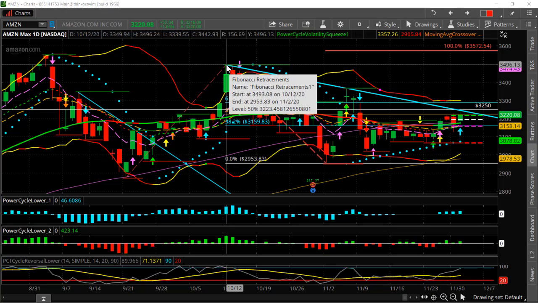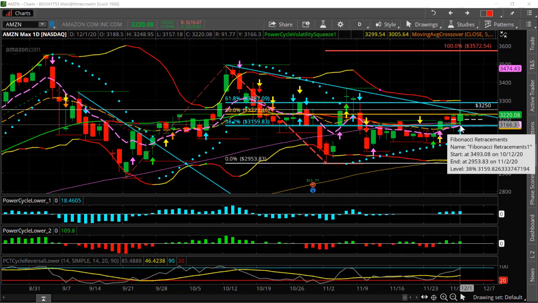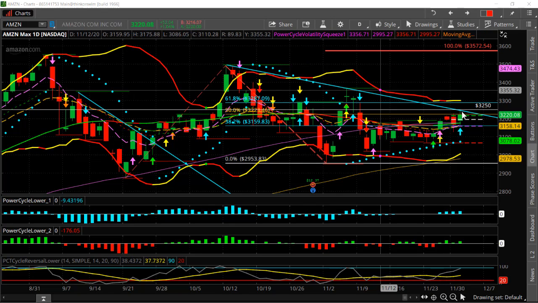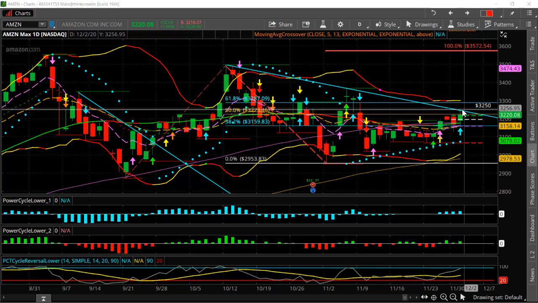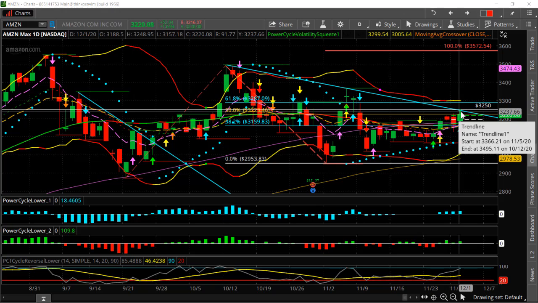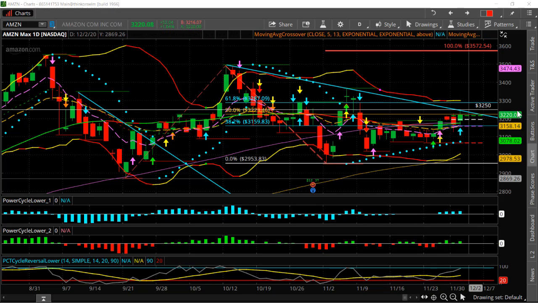If you look at Amazon here, you can see from this high to low back in October to the low here, we have now cleared that 382 retracement. So that's very positive. We cleared the 50 simple moving average and we're coming into this descending trend line. It just stopped there today. Now we have price action support here at 32, resistance at 32.50, and that trend line coming in right there. And then the next target after that would be the 618 at 3,300.